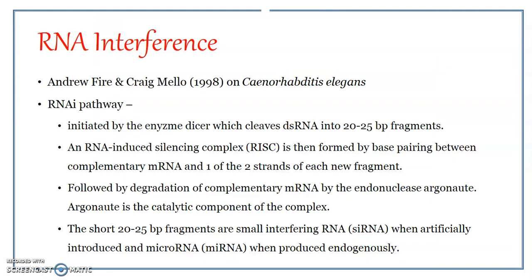Now, when we discuss RNA interference, it was in 1998 that Andrew Fire and Craig Mello were working on Caenorhabditis elegans. Andrew Fire of the Carnegie Institution of Washington and Craig Mello of the University of Massachusetts conducted experiments on this nematode worm. They injected these worms with several different preparations of RNA, and they expected to stop the production of a particular muscle protein.